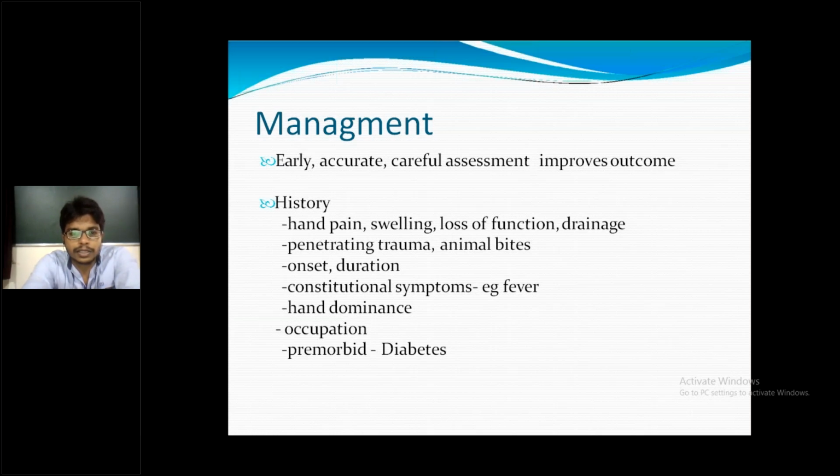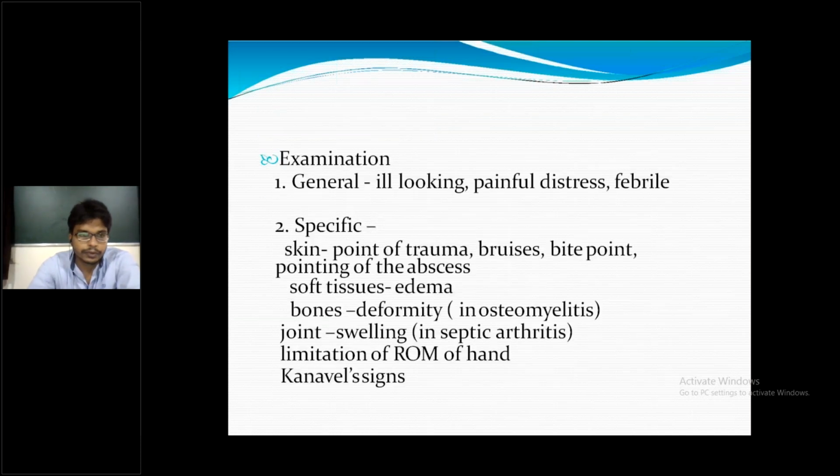History. What history will the patient give in these infections? Hand pain, swelling, loss of function, drainage, penetrating trauma, animal bites. Onset and duration, which you have to know, and constitutional symptoms, for example fever. Also hand dominance, which hand is dominant, along with occupation and pre-morbid conditions like diabetes.